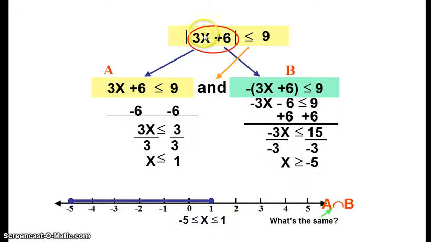Let's see. 2 times 3 would be 6. 6 plus 6 would be 12. I take the absolute value of that. No, doesn't work. So there's just a little check to show you that, yes, this is an intersection. It has to stop between the negative 5 and the 1. We have this intersection.